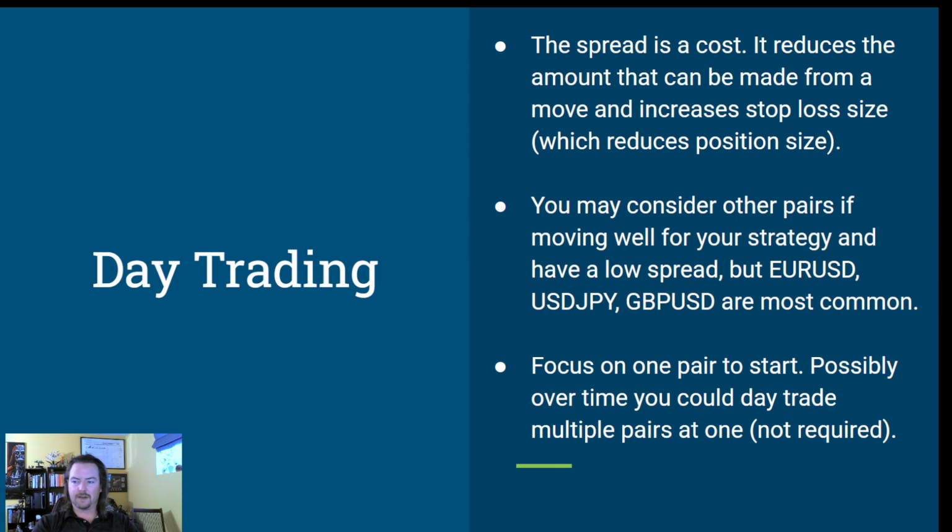Low spread, definitely better. Low commissions, also good. You may consider other pairs if they're moving well for your strategy. At certain times, certain pairs are going to be moving a lot, and they may suit your strategy well for a time. But generally, the Euro USD, the USD JPY, and the British pound US dollar are the most common for day trading. I'd say focus on one of those to start, and just focus on one pair. Don't look at multiples when you're starting out. You want to get good at executing on one pair before you start adding in others.